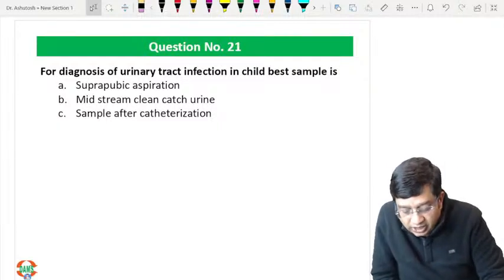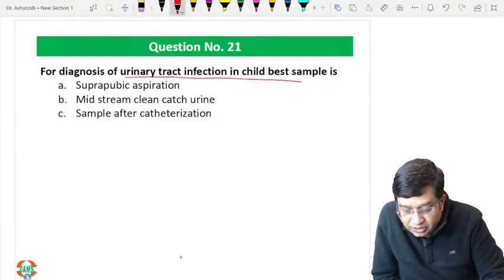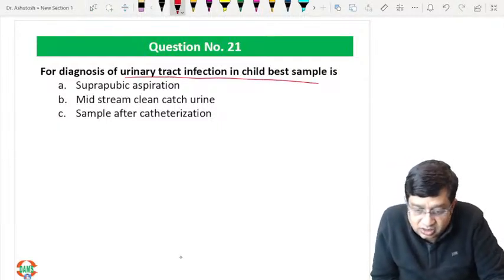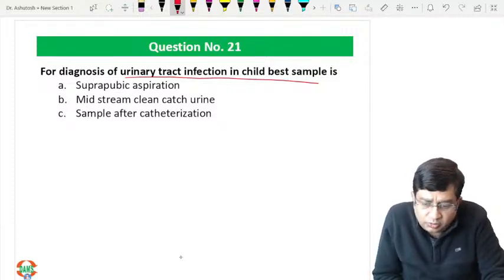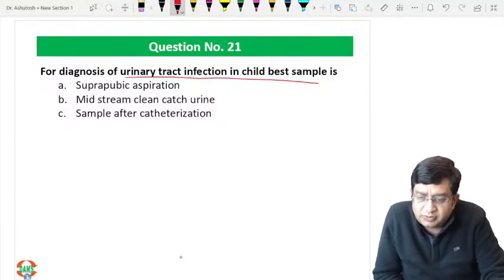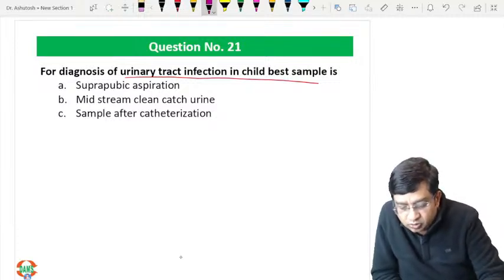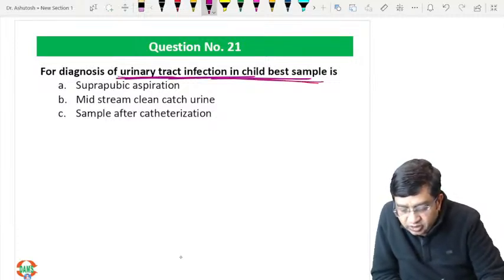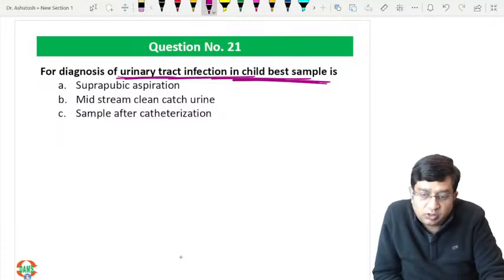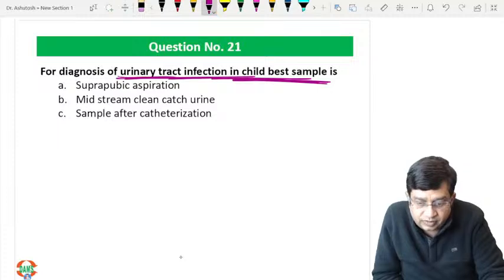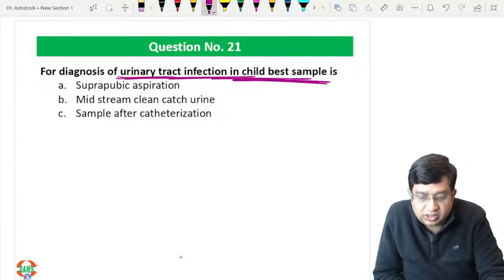Diagnosis of UTI in child, best sample is. Yes, it's related to minimal change disease only. Nikita, absolutely right. Will somebody tell me, was this the question also? For diagnosis of UTI in a child, what is the best sample? Was this the question? Yes, Nikita, the answer is steroids there, definitely.